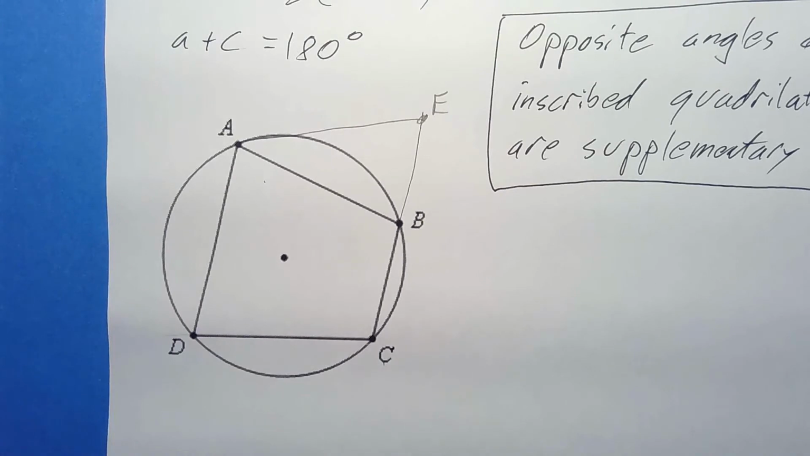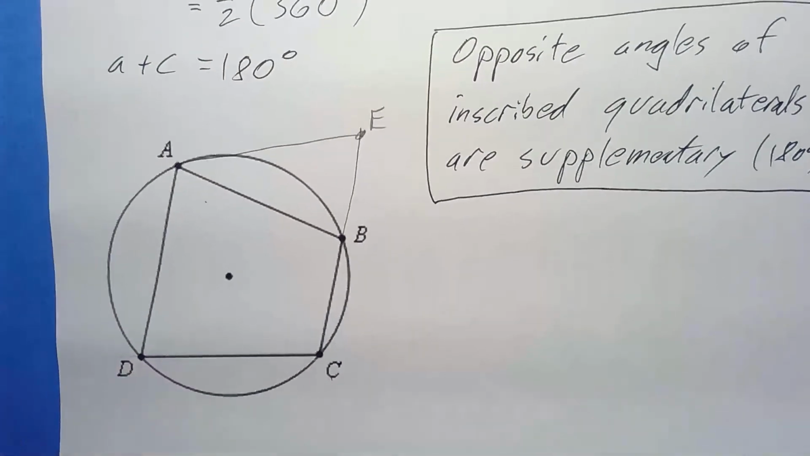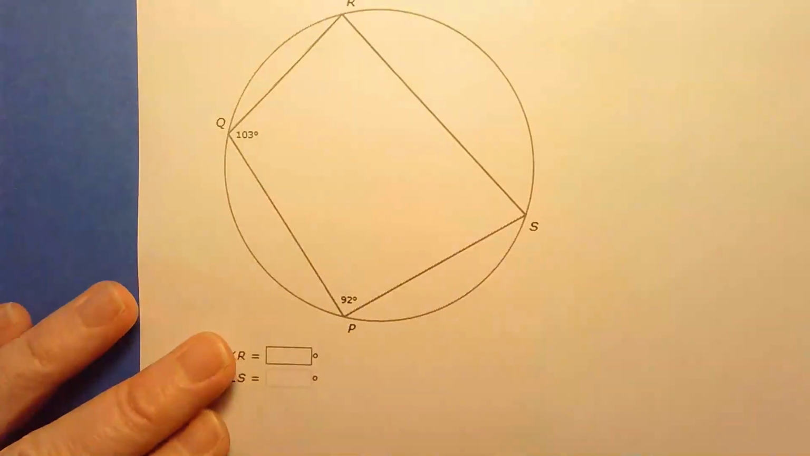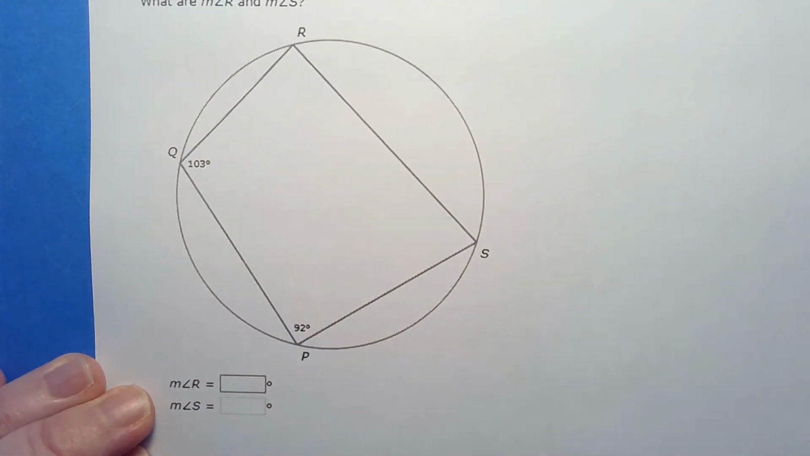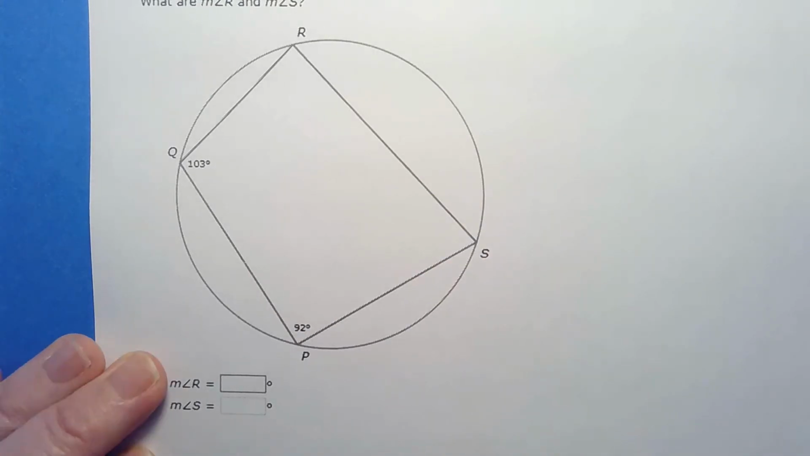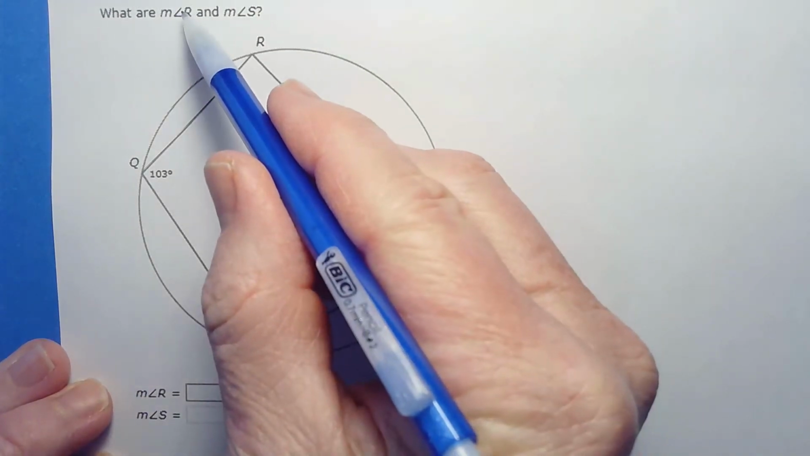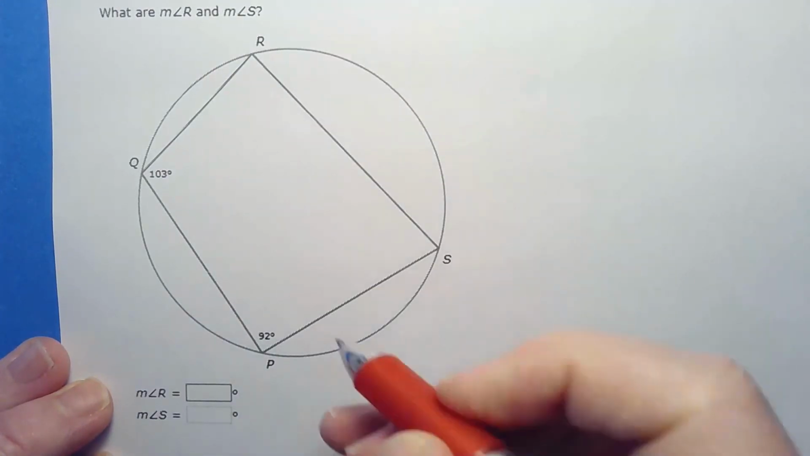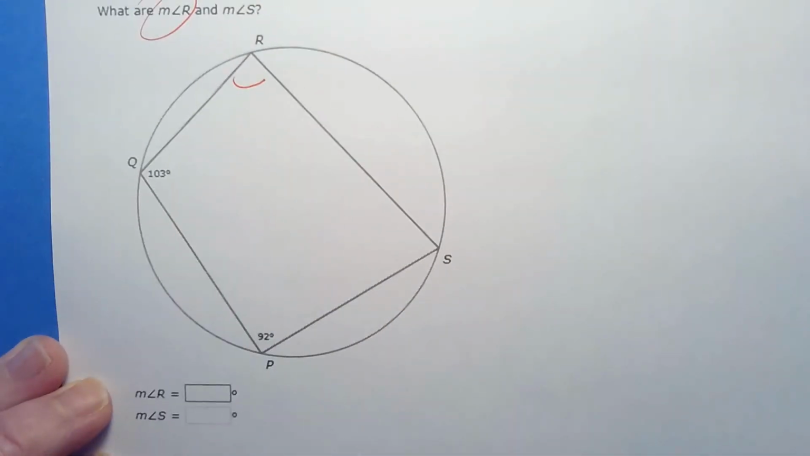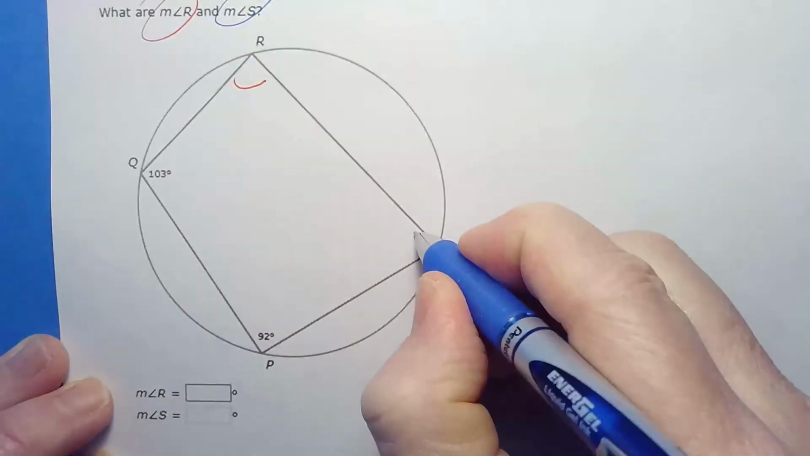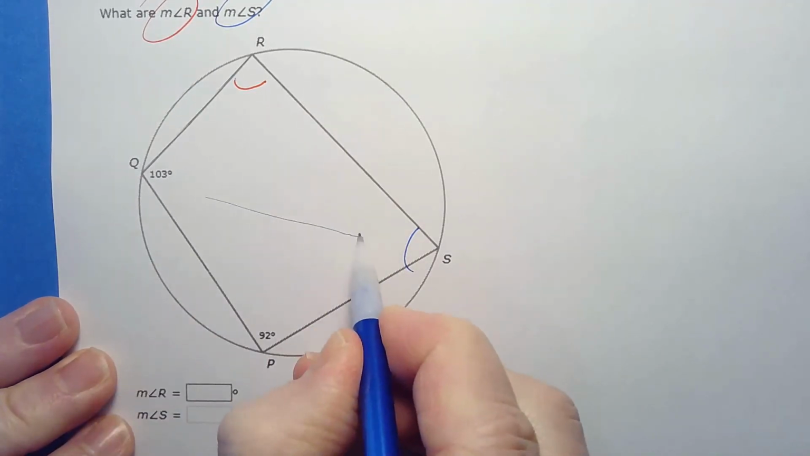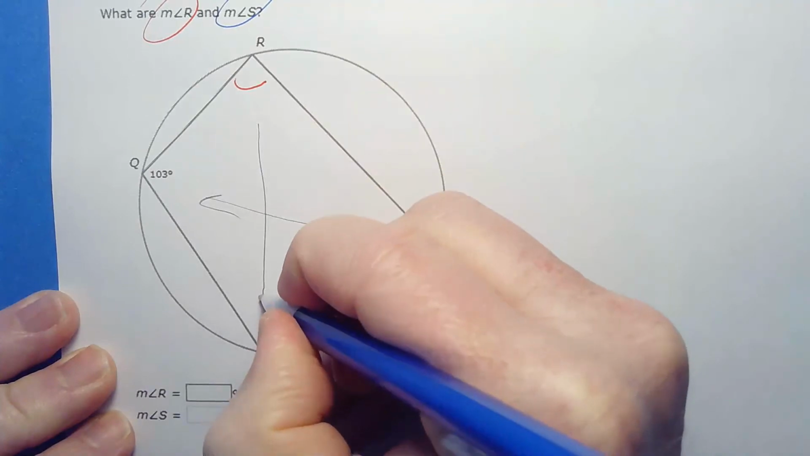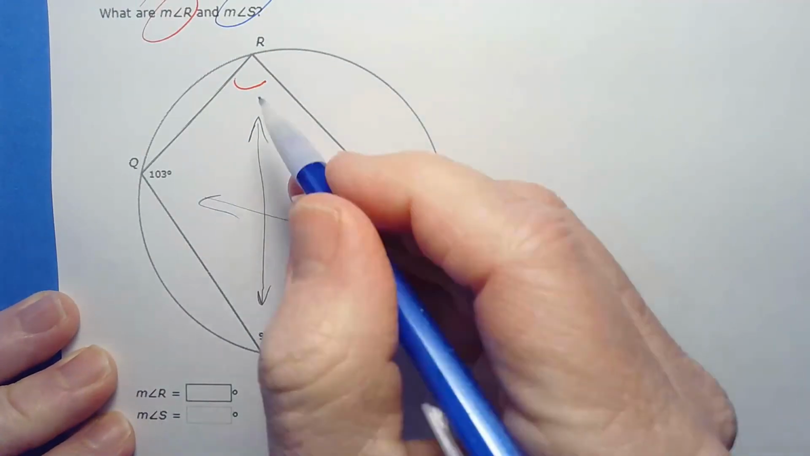Okay, great. So now we've got this cool property of quadrilaterals in circles. Let's use it a couple times, now on another one. You're going to run into some problems where you have multiple angles to find. So look, I'm trying to find both measure R, which is up here, and I'm also going to find measure S, which is over here. Now, you just got to remember that it's the opposite angle. So this 103 goes with that one, and the 92 goes with that one. So again, it's just for the opposite one.